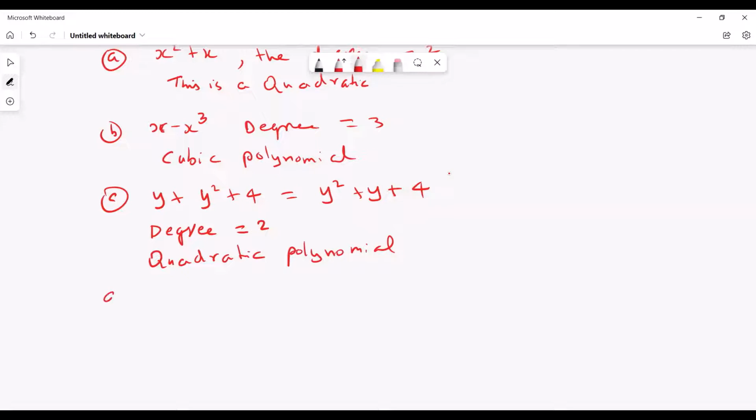Now let us come to the fourth question. It is given as 3t. So here t is the variable and the degree of the variable is 1. Since the degree of the variable is 1, the polynomial is a linear polynomial.